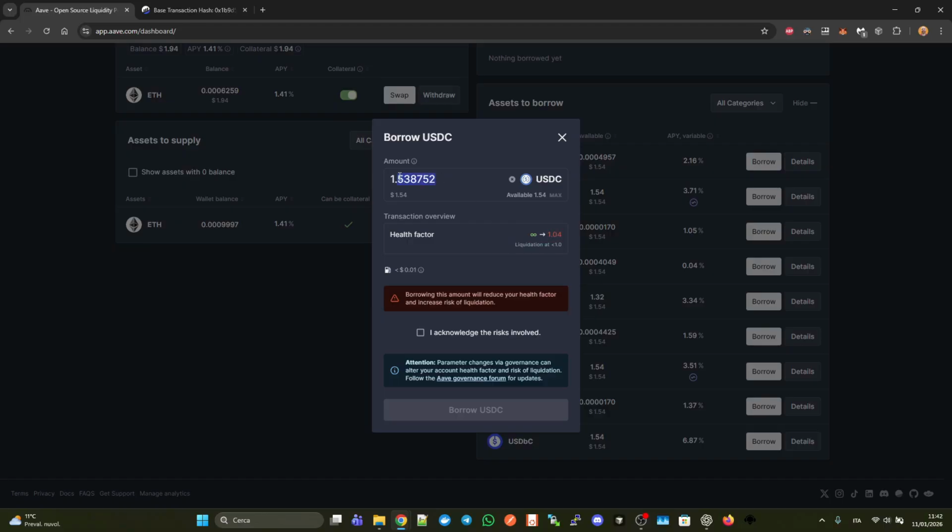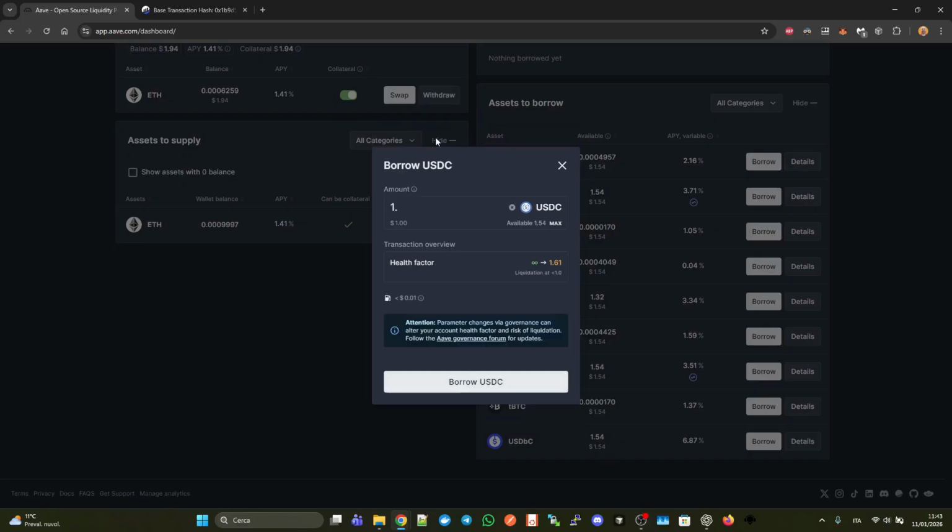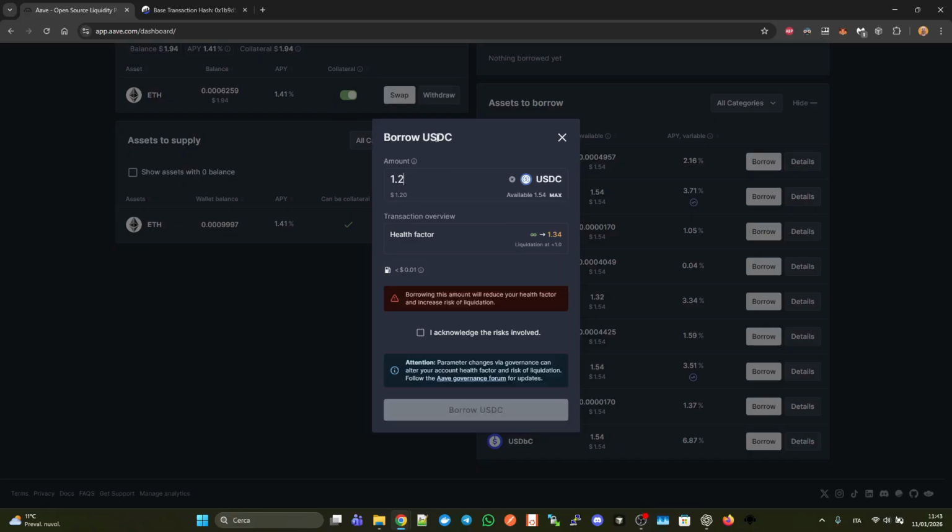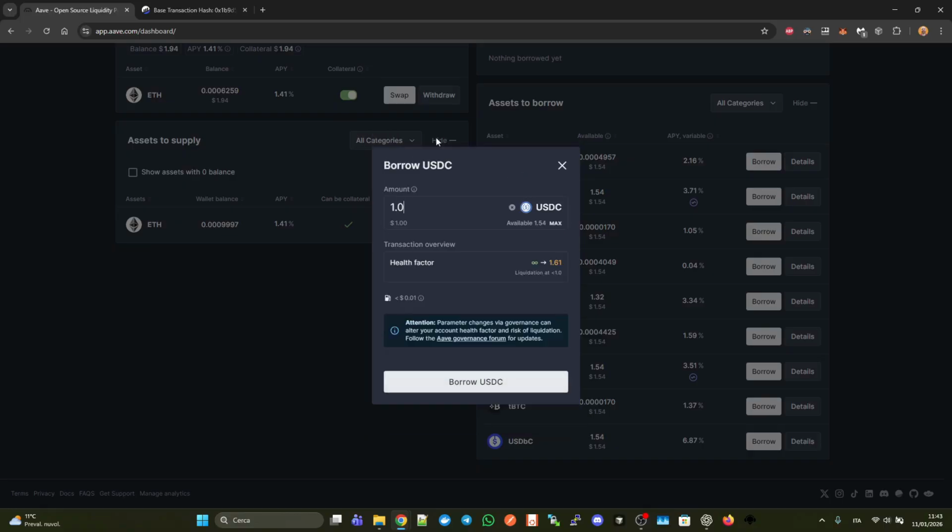So we want to borrow a little bit less. As you can see, as we borrow less, our health factor gets greater. So if here I put, for example, 1, it's 1.6. USDC. Okay, let's borrow. This is a good health factor. We want to keep it, as we said earlier, as high as possible and not close to 1, because we are at risk of liquidation and we lose part of our collateral. So we borrow this USDC.